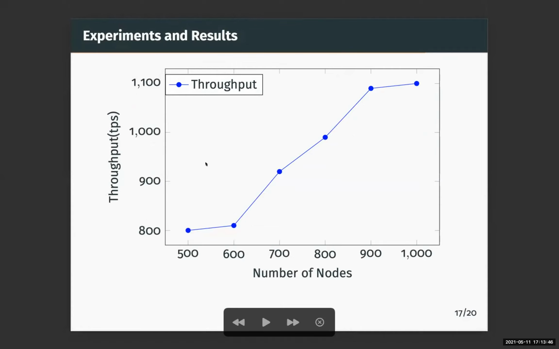The metrics for the experiments are throughput, block size, and consensus latency. Throughput refers to the amount of data interactions that our system can process every single second. When the network is set up at 500 nodes, we have a throughput of about 800. As the number of nodes increases, the corresponding throughput increases, which makes a lot of sense because there are more nodes processing the data interactions between nodes in the entire network.